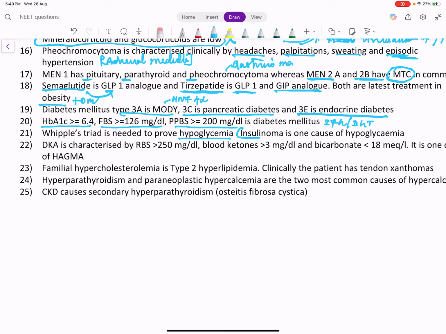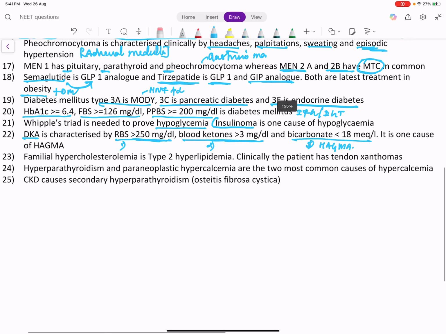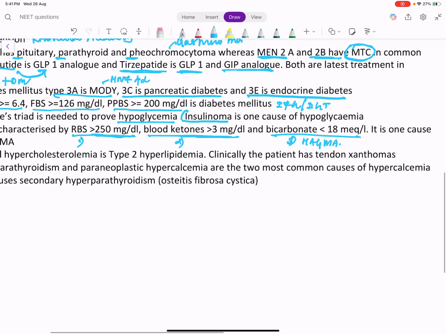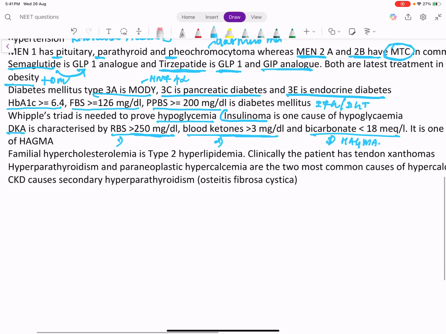There are many causes. For example, insulin excess or low intake of glucose is a cause, but insulinoma is also one of the causes. DKA is a hyperglycemic emergency or a diabetic emergency. It is defined by diabetic, that is, diabetes should have RBS more than 250. Ketosis is ketones more than 3 milligrams per deciliter. And acidosis is high anion gap metabolic acidosis. So DKA causes high anion gap metabolic acidosis with bicarbonate less than 18 milliequivalents per liter.